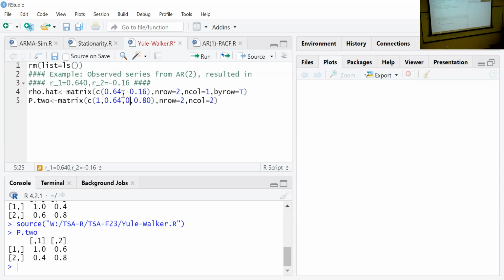1, 0.64, 0.64, 1. Students, you can enlighten me how to invert a matrix and find a solution. Solve, okay. If I don't specify rho.hat, and I simply did solve(P2), it is going to give me the inverse of the matrix. But I want to solve and get an answer. So P.hat, solve the matrix, and the vector on the left hand side earlier, so rho.hat.